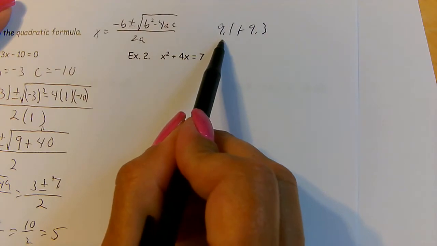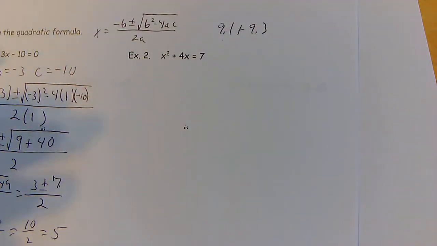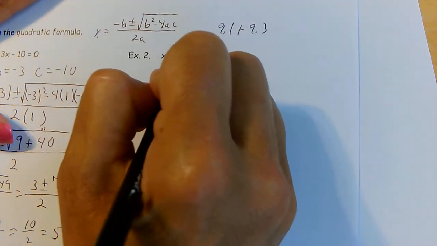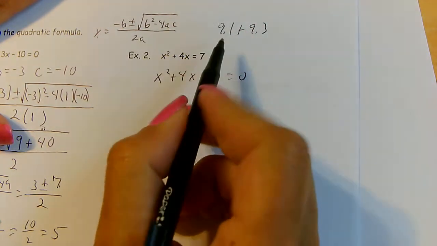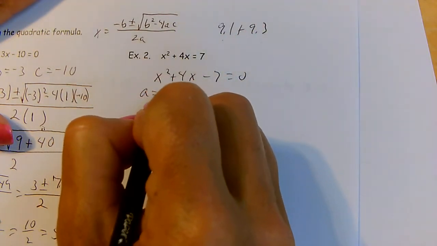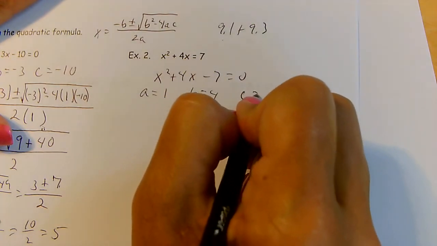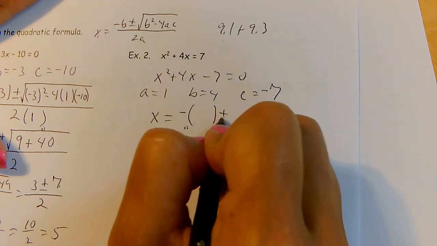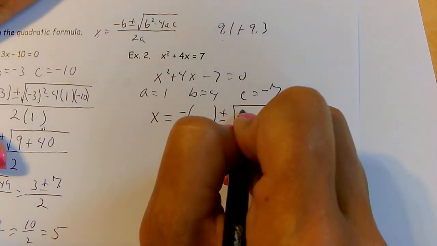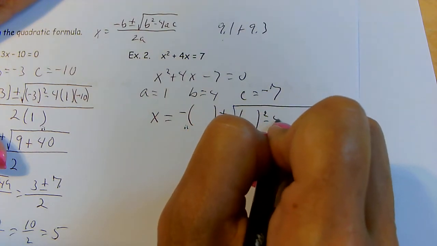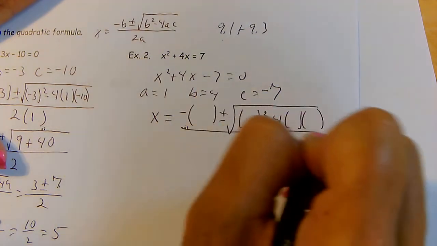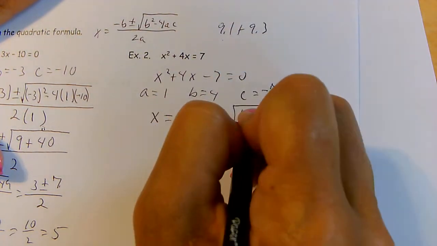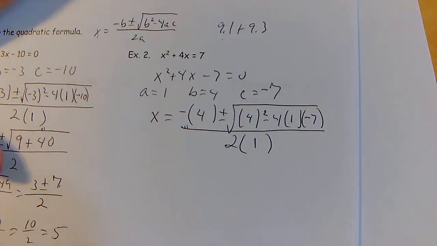Okay, we're continuing with 9.1 and 9.3. It's all solving quadratic equations, but here we're using the quadratic formula. So we write this in standard form, which means I'm moving the 7 there. Identify A, B, and C, and rewrite my quadratic with parentheses. Fill in my A, B's, and C's, and now I'm going to simplify.